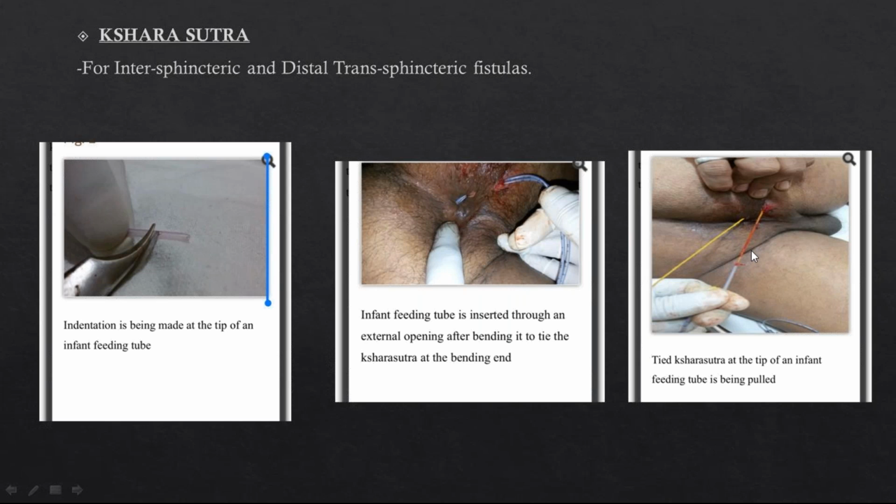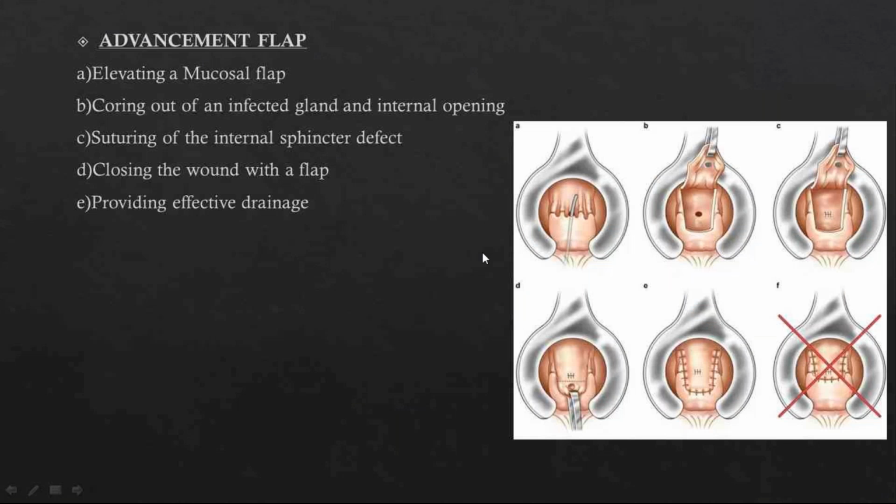Even in this age, Shara Sutra is still performed by many surgeons. It was actually devised by our ancient sage Sushruta. Okay, Shara Sutra, and this is the final thing. This is the advancement flap. Just remember these 5 points.